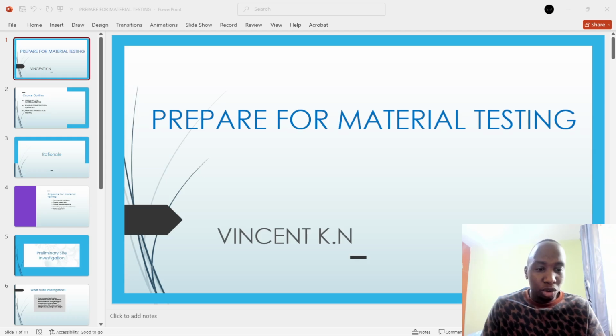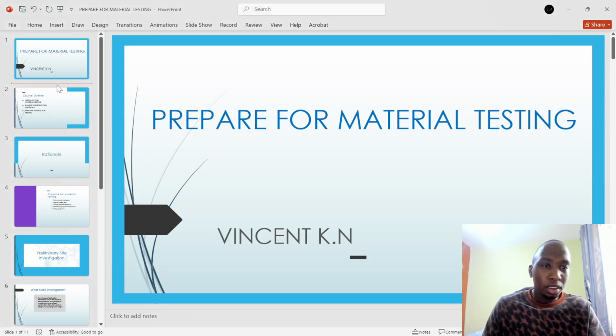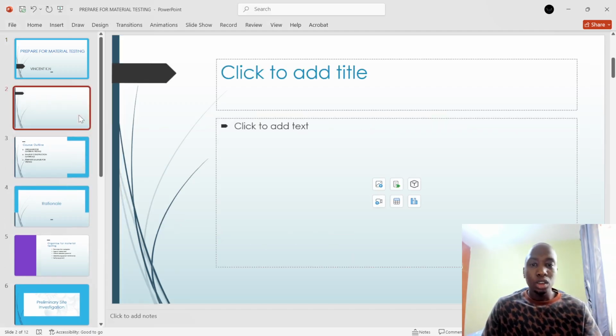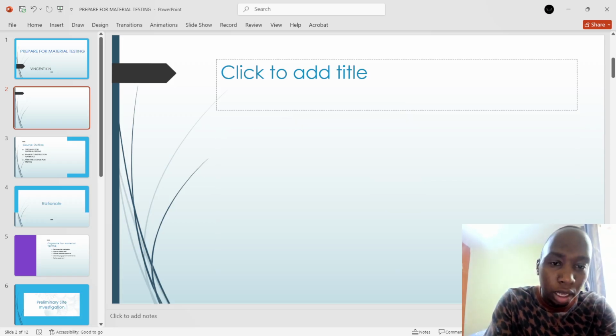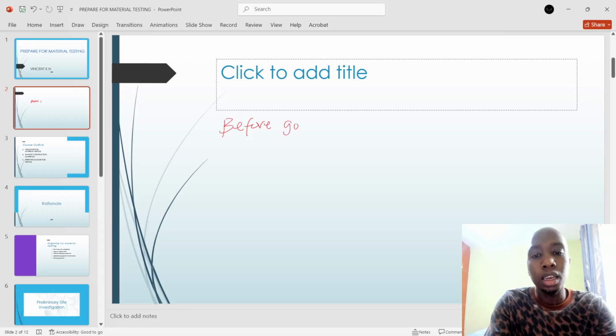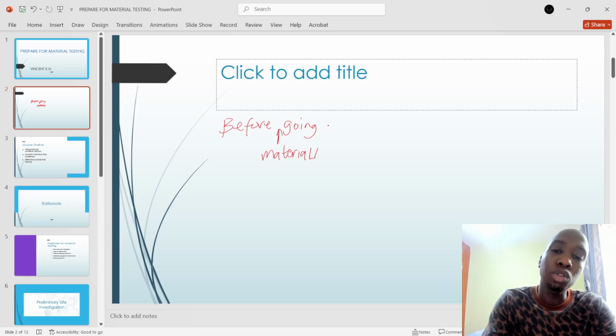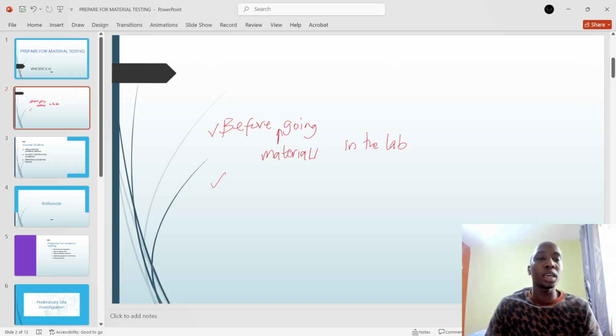Let me note down what you've said. You're saying that it entails you prepare before the lab: prepare materials to test in the lab. Okay, that's a very good point to start us off. Another point that can start us off. What do you think will entail prepare for material testing?